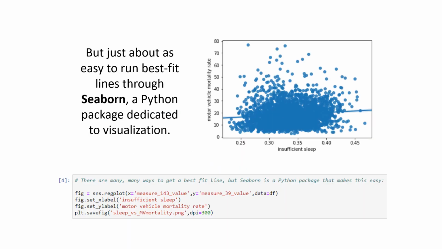We'll talk a little bit more about Seaborn as we go. Seaborn is mostly a data visualization package. It has a lot of really nice regression support functions in it. This is an example of plotting just those variables, insufficient sleep and motor vehicle mortality rate, against one another, and then using the regplot feature in Seaborn to do that plot.